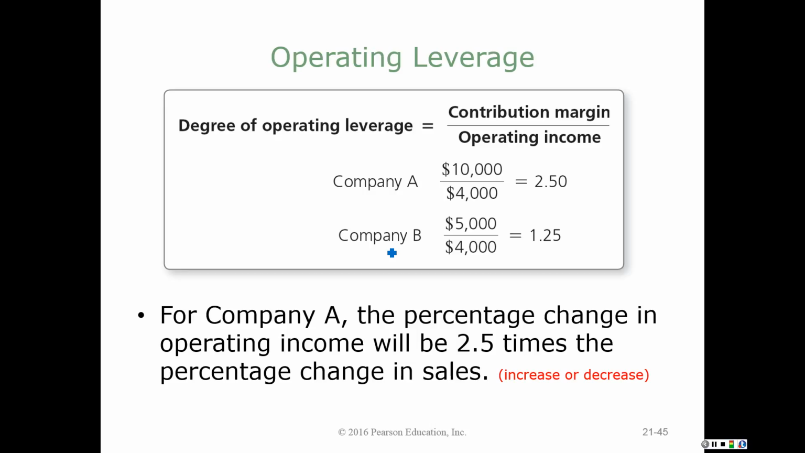Now I don't have the sales that I need to cover those fixed costs in company A, which was highly leveraged. Company B doesn't have as many fixed costs, it has more variable cost. So when the sales go down, what they're omitting is the variable cost, not the fixed cost. So we calculate this degree of operating leverage, which is simply contribution margin divided by operating income. For company A, the degree of operating leverage is 2.5 times.